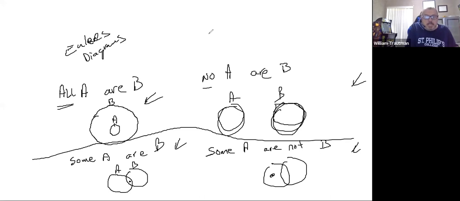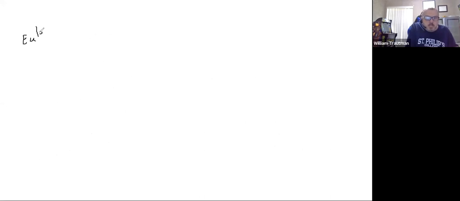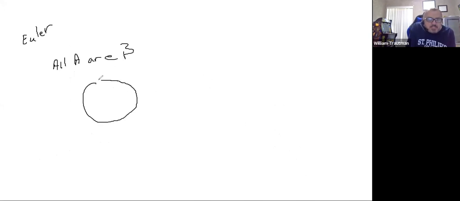Okay, so Euler came up with 4 diagrams for logic statements. All A's are B's. So if we have a circle that has everything with B in it, it says A's are part of B. So I'm putting an A circle inside B. Do you see all A's are inside the B?